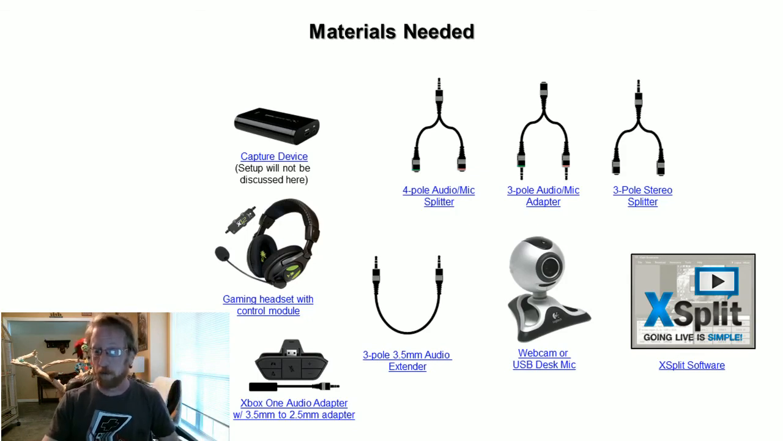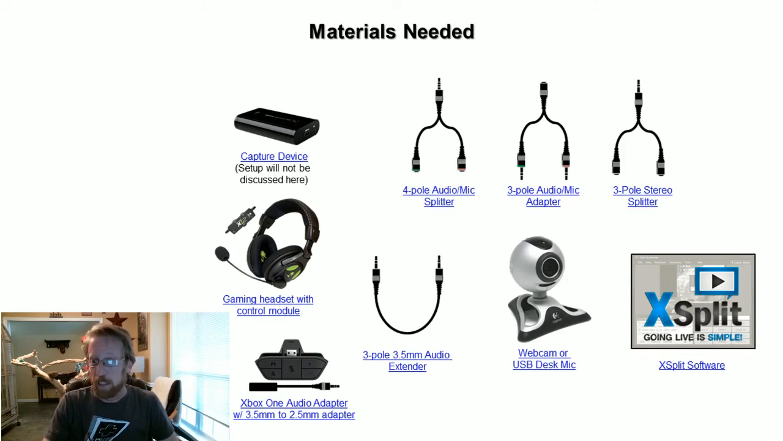So the first thing you're going to need, hopefully you can see my mouse. You can't see my mouse because I'm not recording that. So first at the top left, you're going to see capture device. Any capture device will work. It can be an Elgato, the Roxio, the Hauppauge, whatever you're using. You're going to need a capture device.